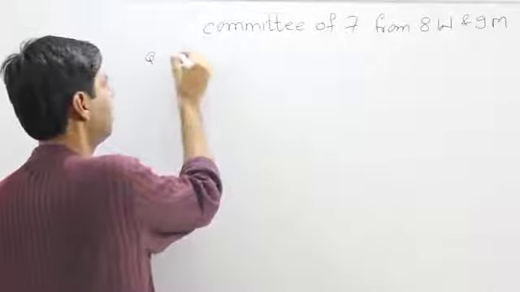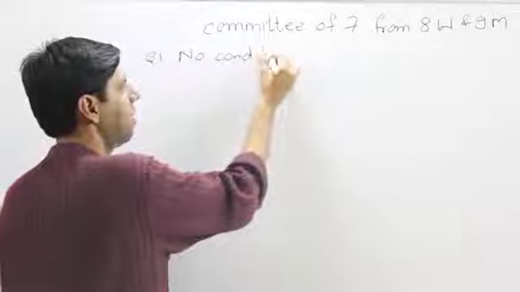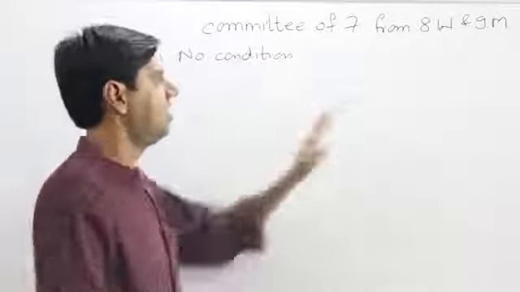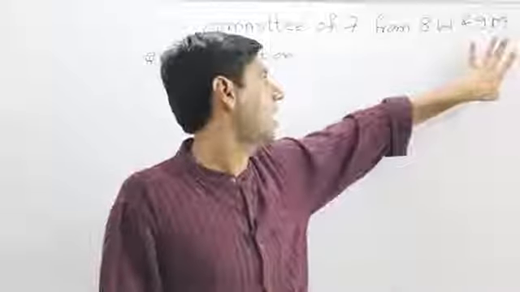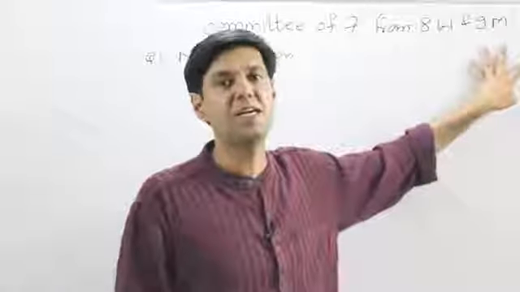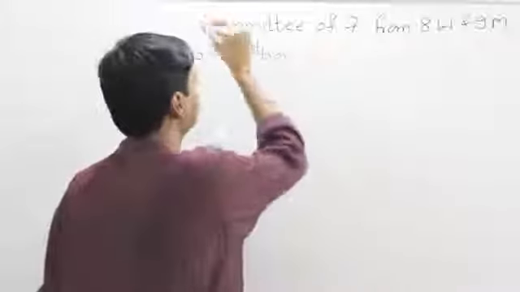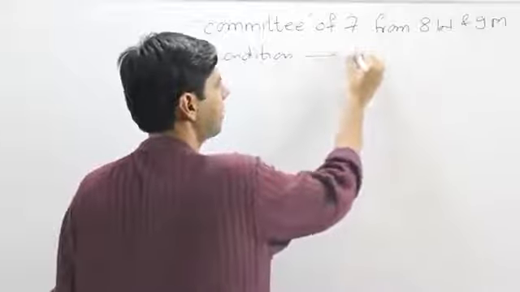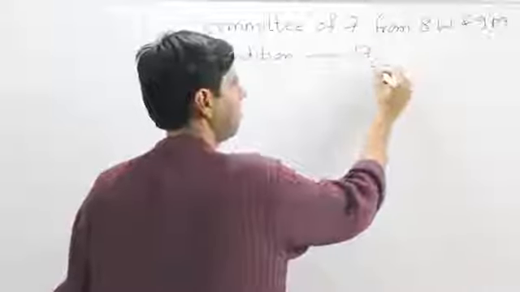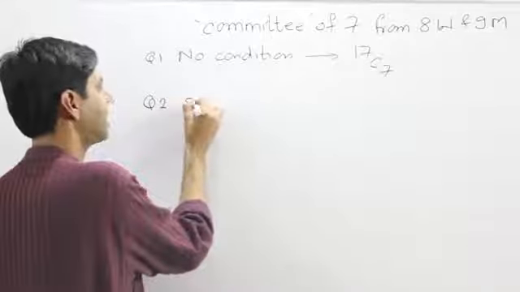The first question, there's no condition. If there's no condition, the fact that there are men and women is very incidental out over here. All we can look at is 9 and 8. There are 17 individuals that I have, and I want a committee of 7. Since it's a committee, it's a selection, and the answer is going to be here 17C7.